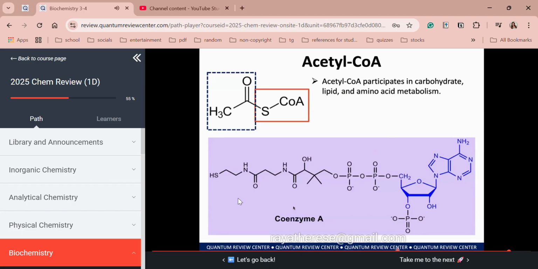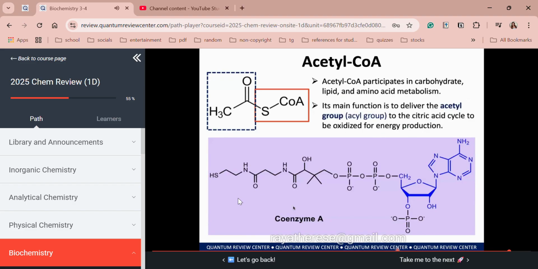Sir, what is the main purpose of acetyl-CoA? Of course, it's a deliverer, right? It's like J&T, delivering the acetyl group or the acyl group. Class, this is colored or boxed in blue, delivered to your citric acid cycle. Okay? So of course, this will be oxidized for energy production.